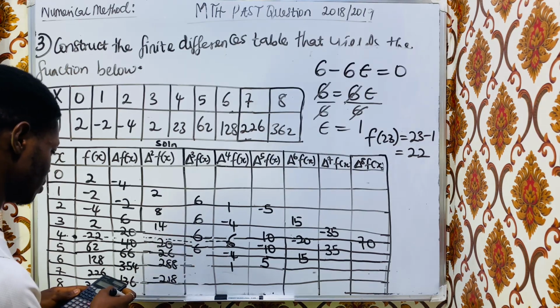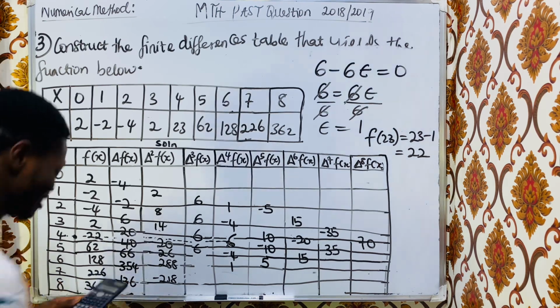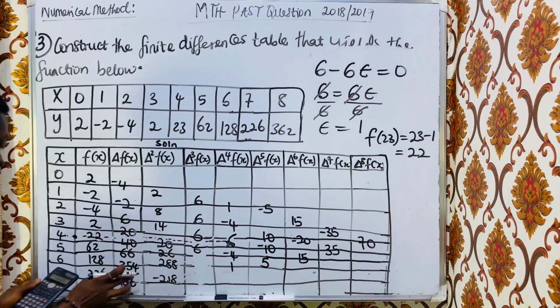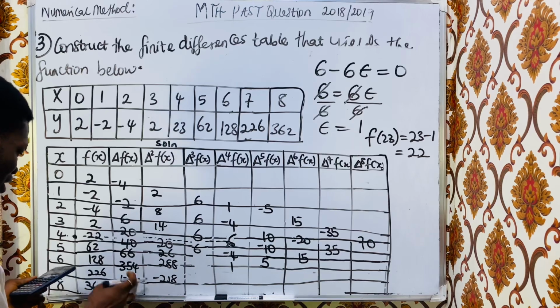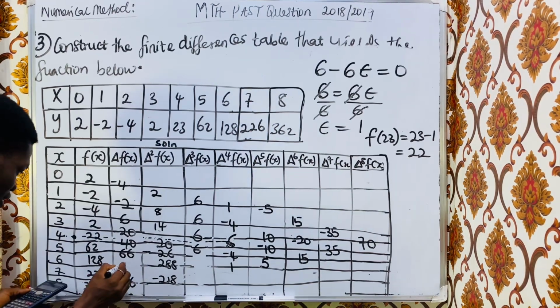Then, are you sure this thing is 288? Let me check where, please. Sorry, this thing is 98. I went and wrote this, I don't even know where I got it from. This thing is 98. Sorry.